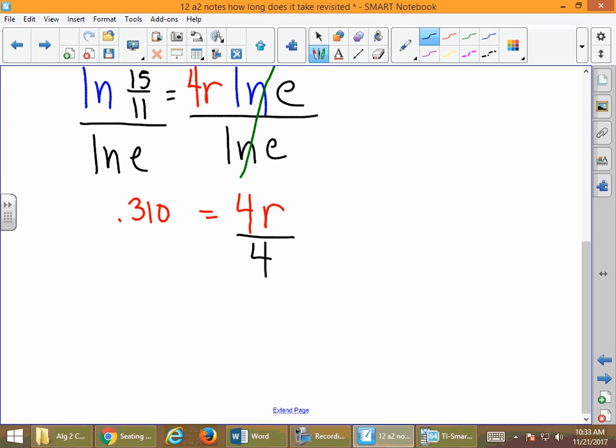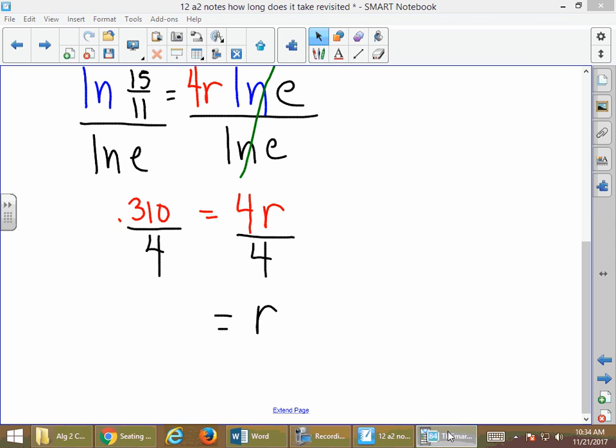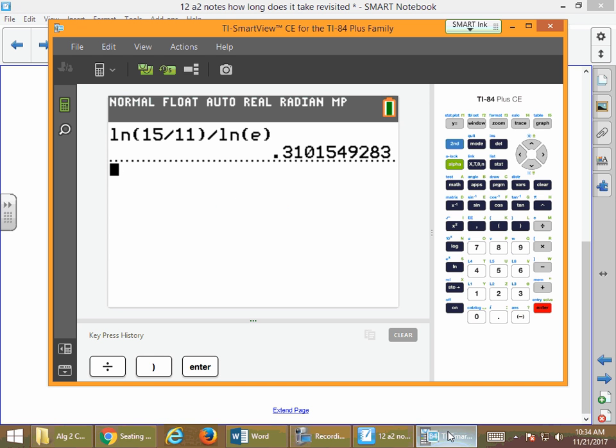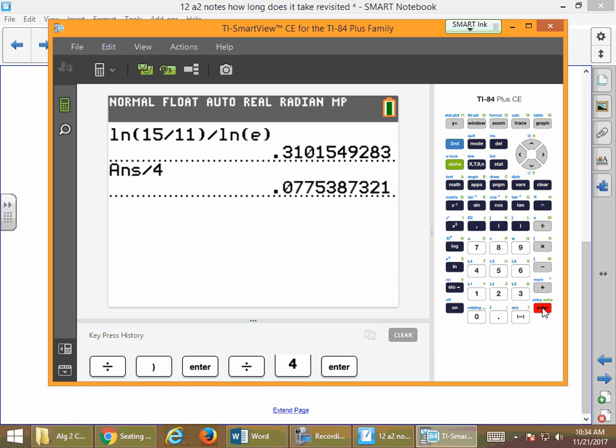We're going to divide both sides by 4. We already have the big long decimal in our calculator. But remember our last step. If you're getting ahead of me, we want to write this as a percentage. We're going to divide by 4. Gives us that value there.